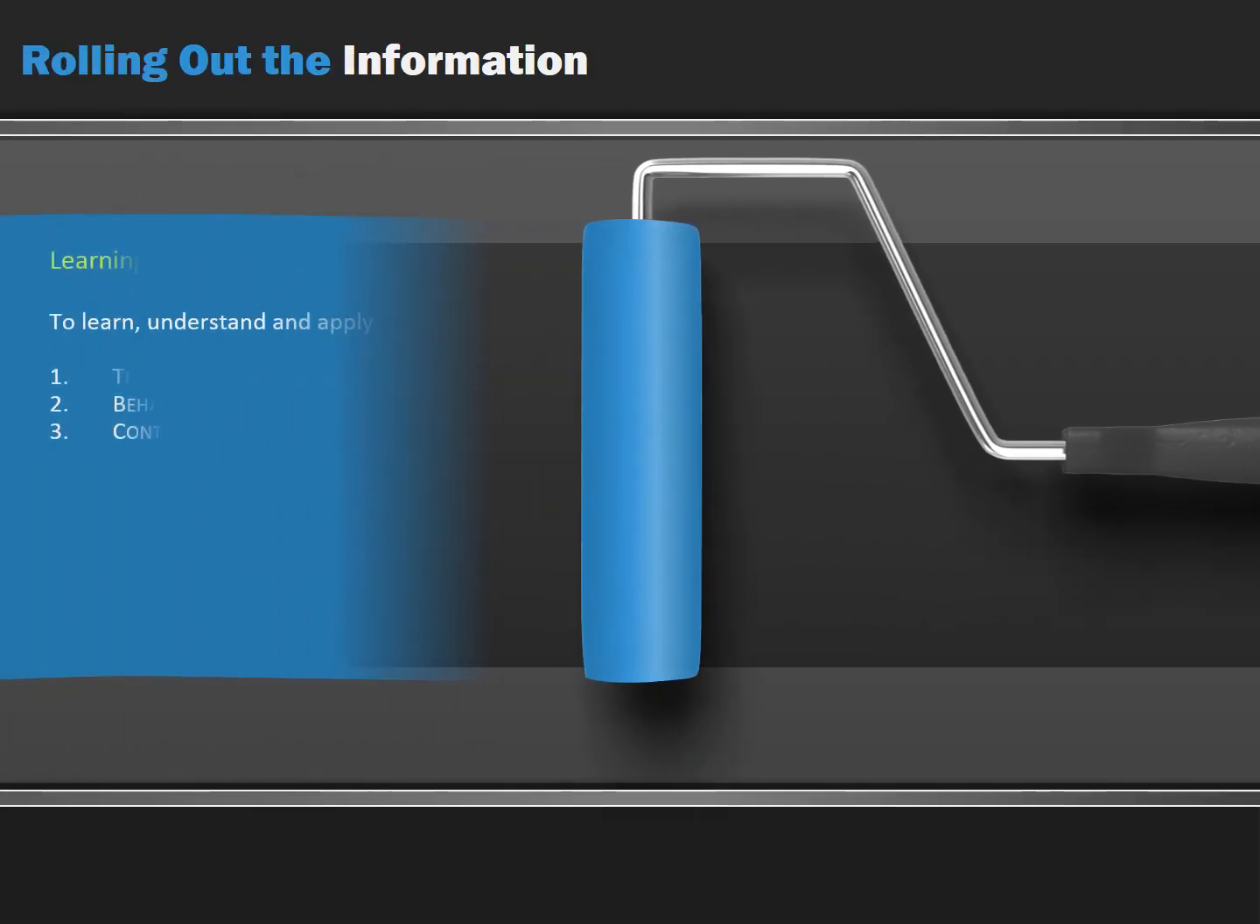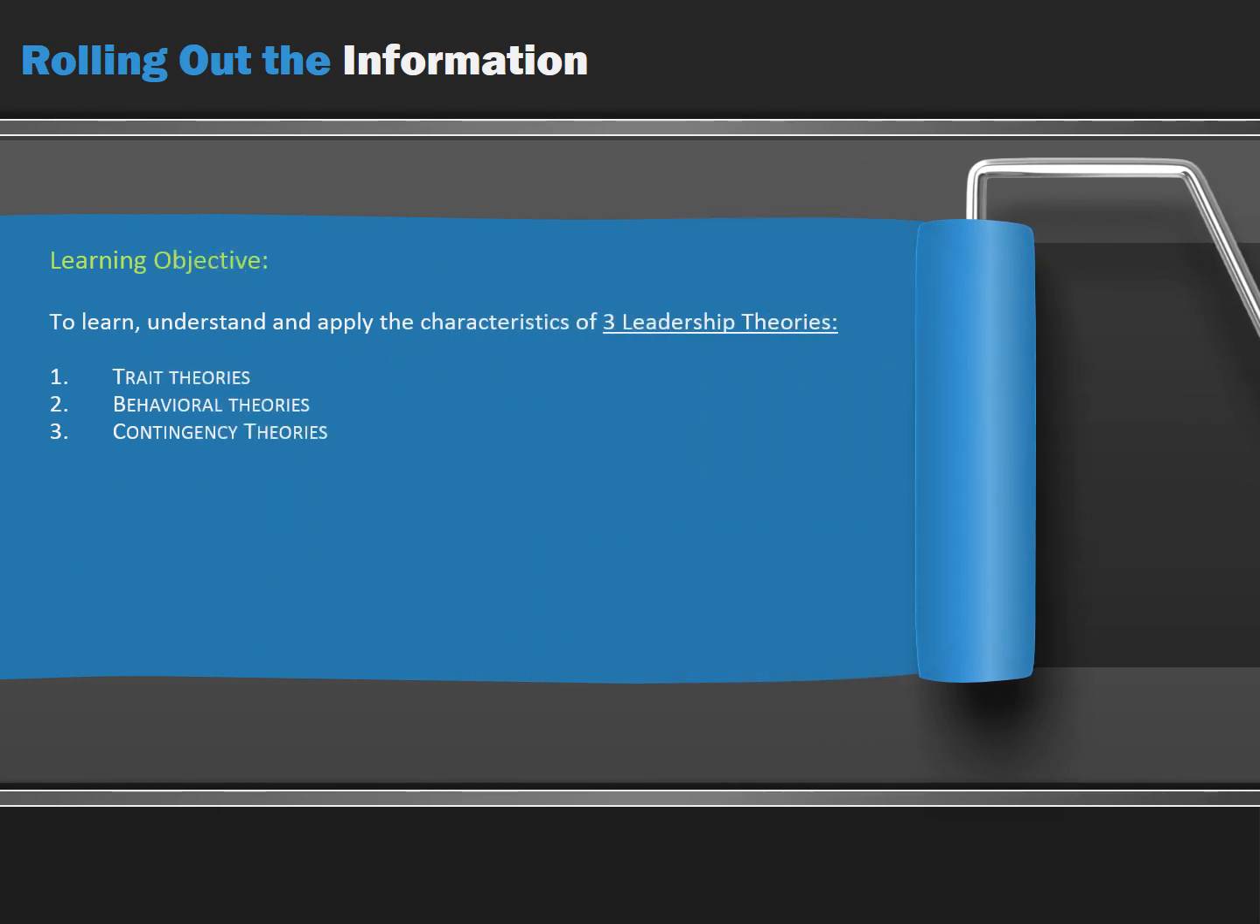In today's lesson, you have two learning objectives. The first is to learn, understand, and apply the characteristics of three leadership theories known as trait theories, behavioral theories, and contingency theories. And the second objective is to learn, understand, and apply three management styles of autocratic, democratic, and laissez-faire.